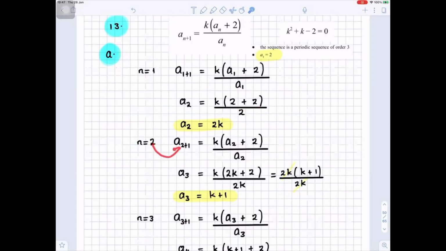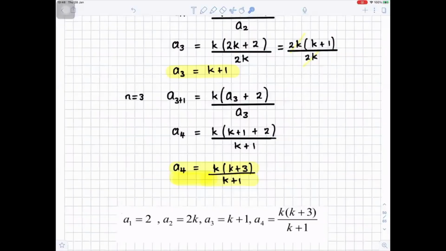Now we put in n equals 2. So it becomes 2 plus 1, which will give you 3. And k bracket a2, replace n with 2 and n with 2. So it will end up being k bracket (2k plus 2) over 2k. So 2 can factorize out of the bracket. So you end up with 2 cancelling with 2 and k cancelling with k. So you end up with k plus 1. So the third term a3 is equal to k plus 1.